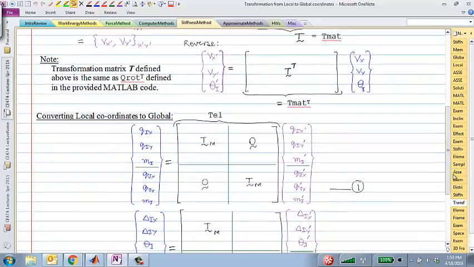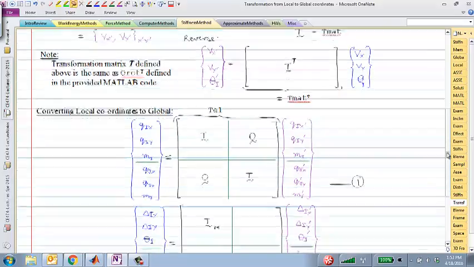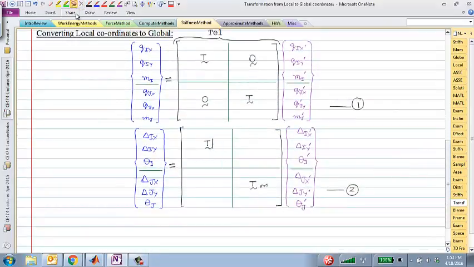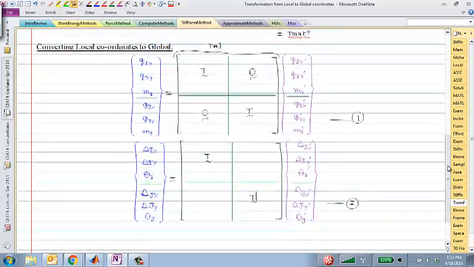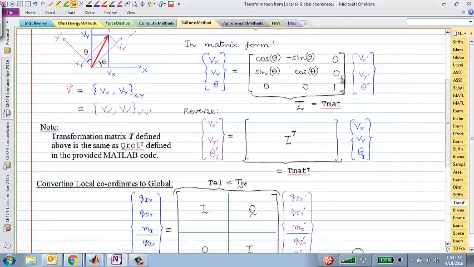There is a small correction on your handout that I would like you to make. This is not TM. This is just this 3 cross 3 transformation matrix. Similarly here, it's not TM. This entire matrix is what I've been calling TM. So T element, which is equal to TM. TM is the whole thing, which is composed of two 3 cross 3 matrices T, or transformation matrices, which look like this. Okay, and you'll see that in the code also in a little bit.